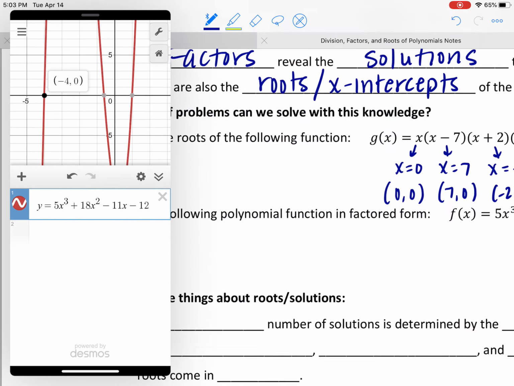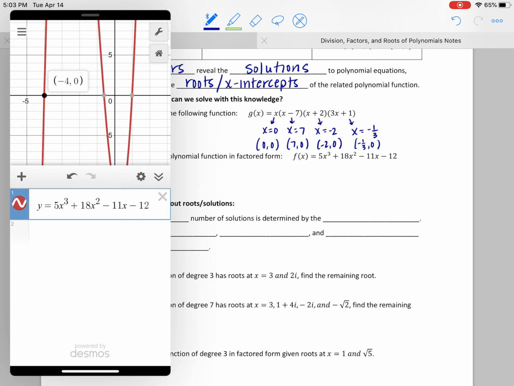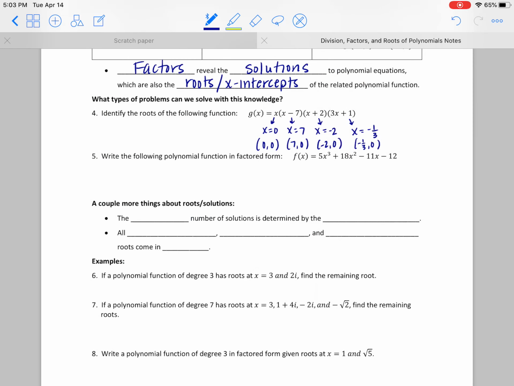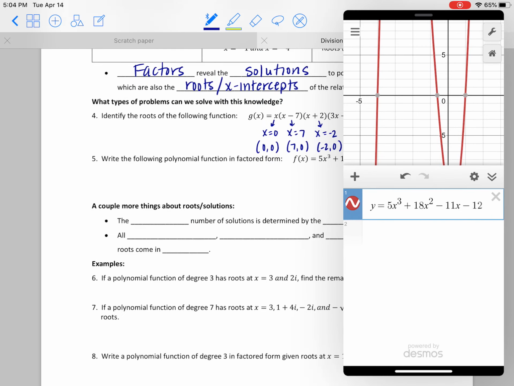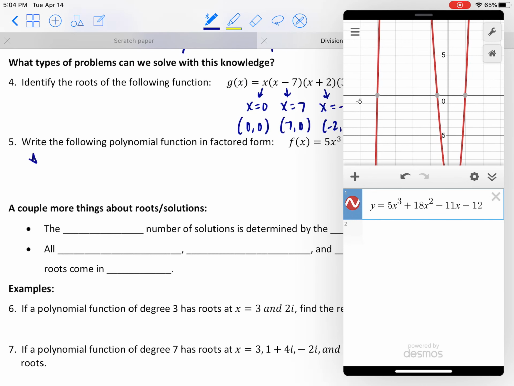So I graphed this. Oh my goodness. Oh, work with me here, paper. Work with me. Oh my goodness. Okay. Bear with me, people. I'm so sorry.